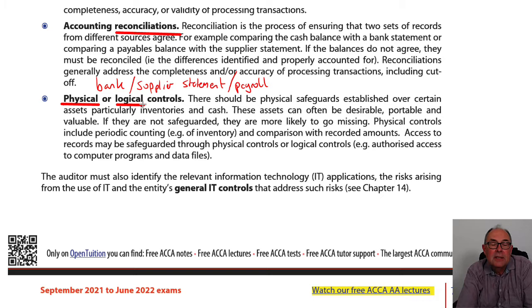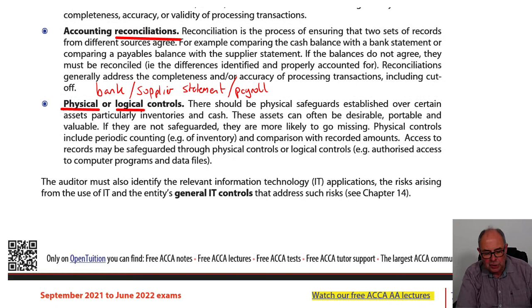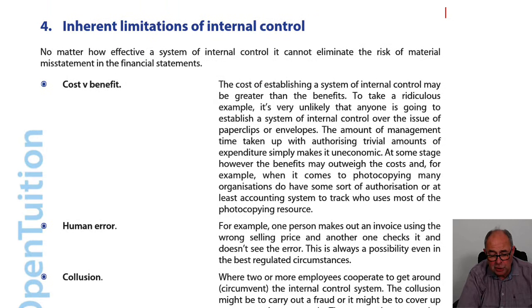So we're saying that there are five elements of a control system. One of them is control activities, and there are various types of control activity, like segregation, authorisation, reconciliations. These controls will vary depending on whether you're looking at revenue or PPE or cash at bank and so on. Inevitably, the auditor needs to be aware, though, of course, that sometimes controls will have limitations. Again, I'd make sure you learn at least the bold words and you're able to explain perhaps four of these.